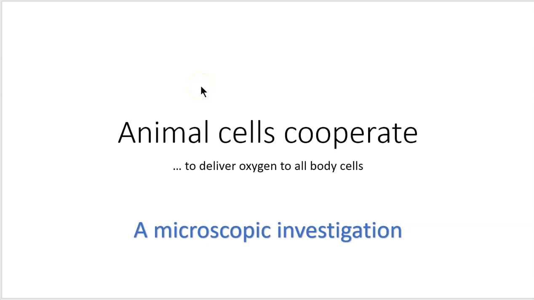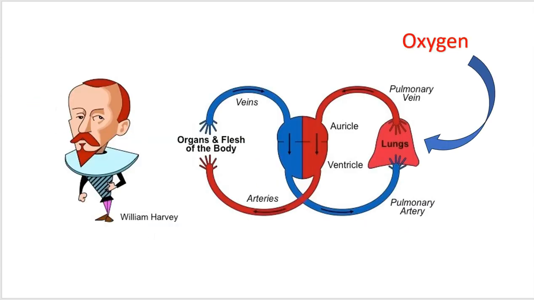We just finished our unit on the history of physiology, and we're going to wrap it up looking at a microscopic investigation of how animal cells cooperate to deliver oxygen to all body cells. We learned about William Harvey's experiments to help us understand what the heart was doing and that the blood was circulating in the body, and others helped us understand the lungs were involved in gas exchange.